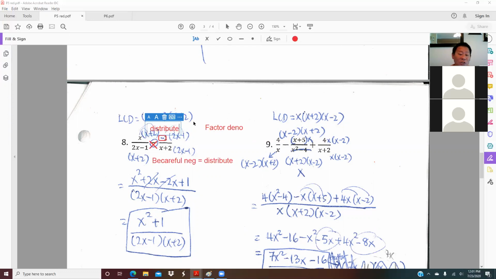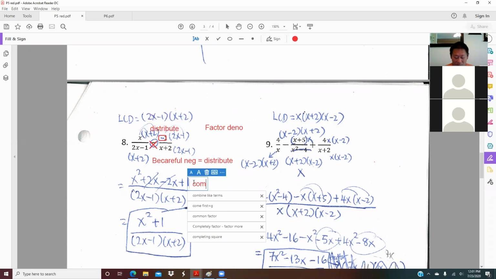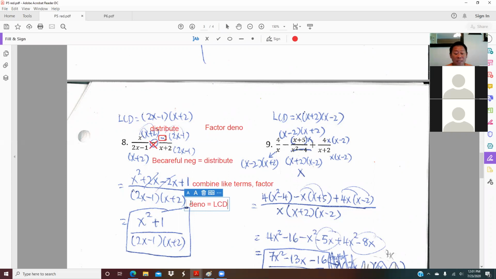So once you distribute the negative, you will get negative 2x plus 1, and then over here you combine like terms. In the numerator you always combine like terms, and then if you can, you factor it. Your denominator in this case will be your LCD, and keep it in factored form. That means don't FOIL it out.